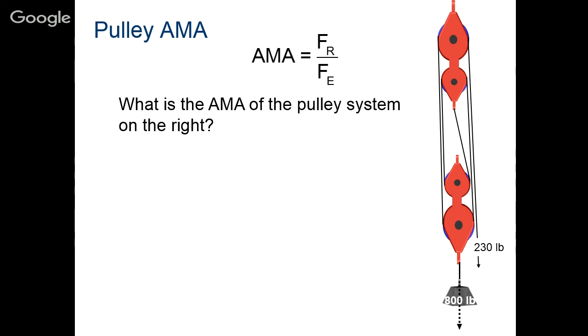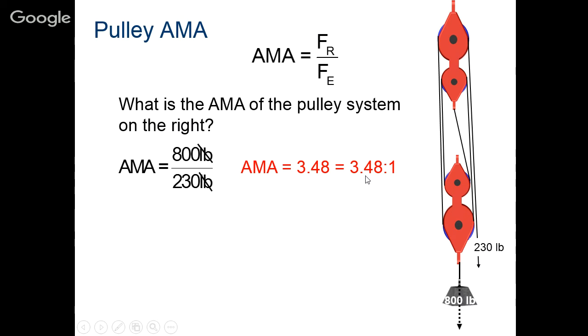Okay, so question here, what is the AMA, the actual mechanical advantage, of the pulley system on the right? Notice we are pulling down with a force of 230 pounds, and our resistance is 800 pounds. Now, it's the same equation. Actual mechanical advantage is calculated no differently than any other lever or wheel and axle system that we've had before. So we have a resistance force and we have an effort force. Plugging those into our equation, we get 3.48 to 1 as our mechanical advantage.